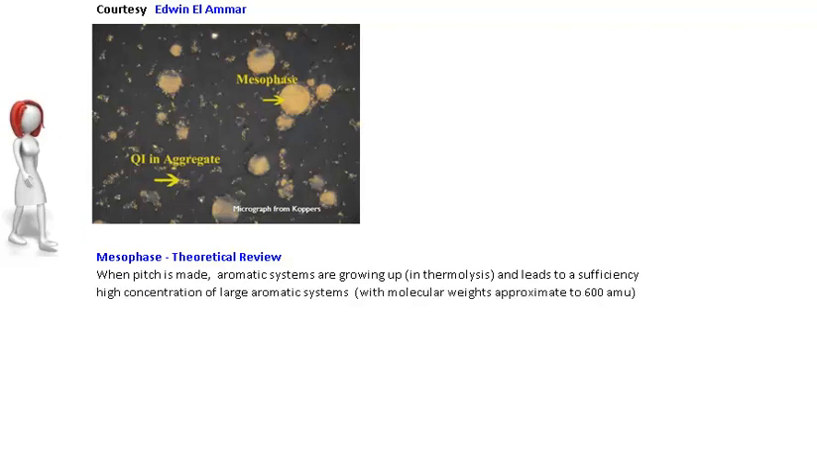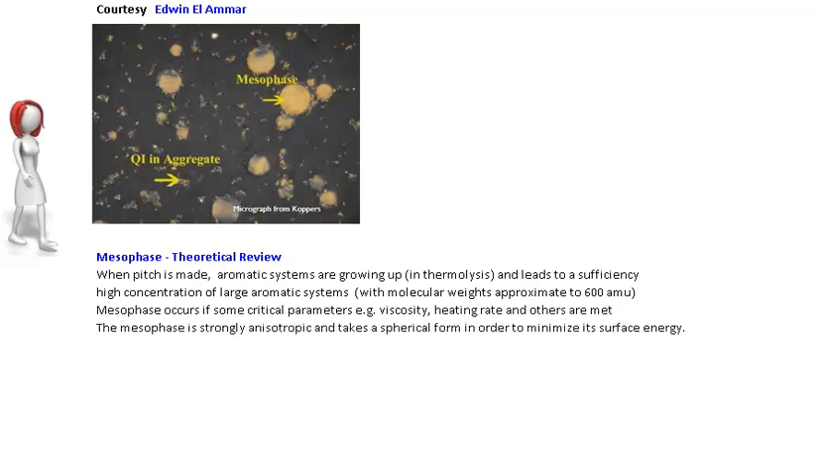Mesophase, theoretical review. When pitch is made, aromatic systems grow up in thermolysis and lead to a high concentration of large aromatic systems with molecular weights approximate to 600 AMU. Mesophase occurs if some critical parameters, e.g. viscosity, heating rate and others are met. The mesophase is strongly anisotropic and takes a spherical form in order to minimize its surface energy.